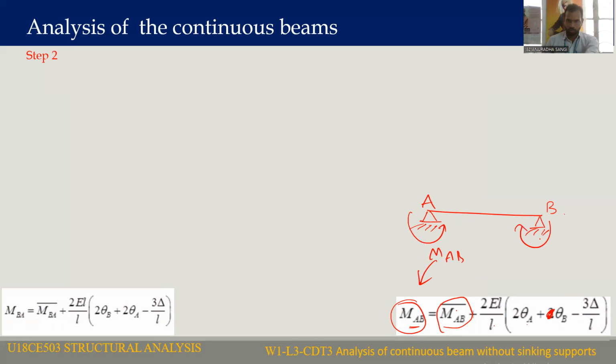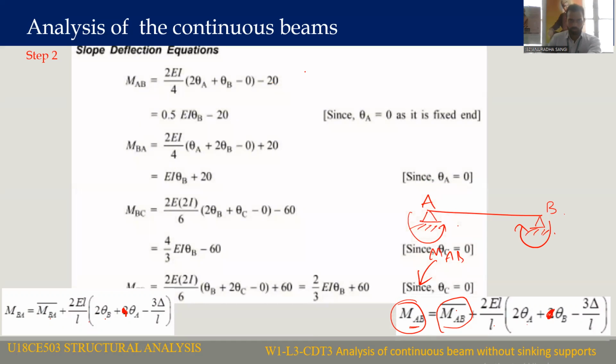Now MBA will be equal to MFBA plus 2EI by L into 2 theta B plus theta A minus 3 delta by L. So those are the two equations we'll use for the development of slope deflection equations.